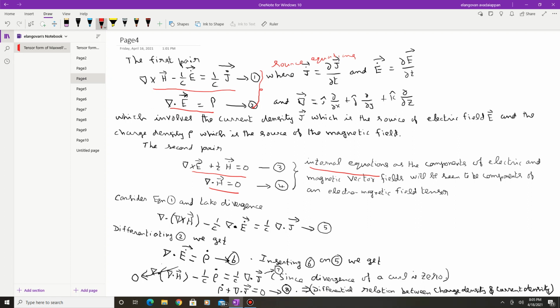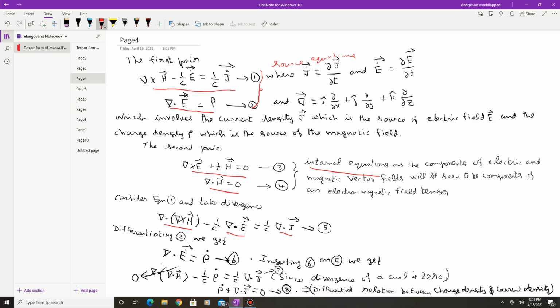Now take equation 1 and take its divergence. The first term is the divergence of curl H. The second term is the divergence of E: minus 1 by C divergence of E dot is equal to the right hand side, which is 1 by C into divergence of J. Call this equation 5.